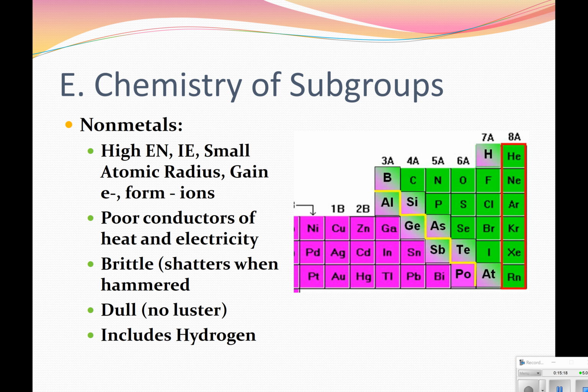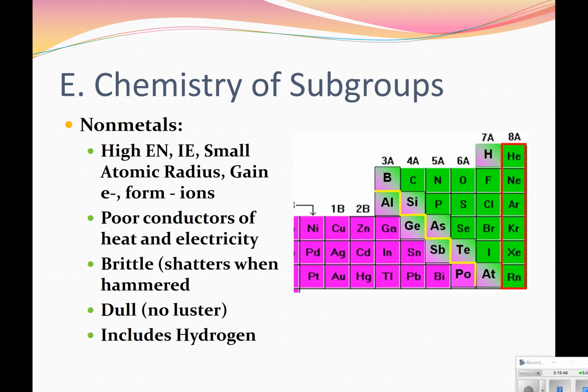Now looking at our nonmetals to the right of the staircase, nonmetals are going to have high electronegativity, high ionization energy, a small atomic radius, and they like to gain electrons and form anions, or negative ions. Since they are the opposite of metals, they are poor conductors of heat and electricity. You can see the trends there as well. If we were to try to hammer a nonmetal, they are brittle, which means they're going to shatter into pieces when we hit them with the hammer. They do not have luster. They're not going to have a shine to them.